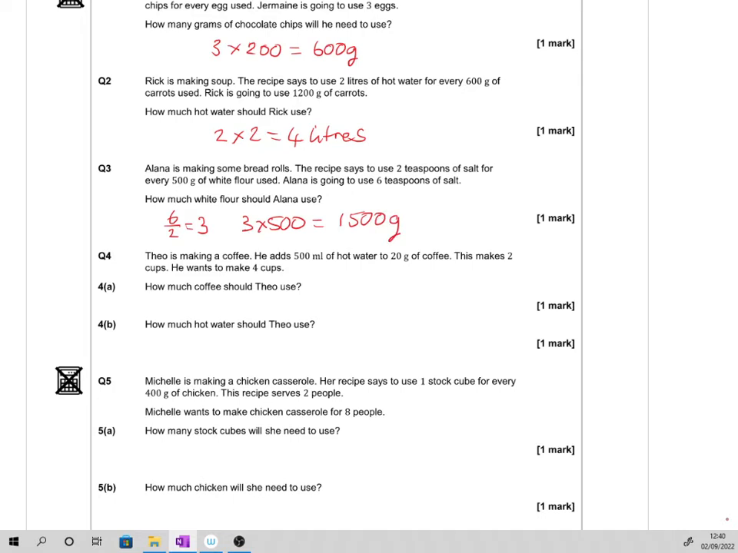Theo is making a coffee. He adds 500 ml of hot water to 20 grams of coffee, and this makes 2 cups. He wants to make 4 cups, so it's twice as many cups. How much coffee should he use? So the coffee is going to be 2 times 20, which equals 40 grams of coffee, and the water is 2 times 500, which equals 1000 milliliters of water, or 1 liter.